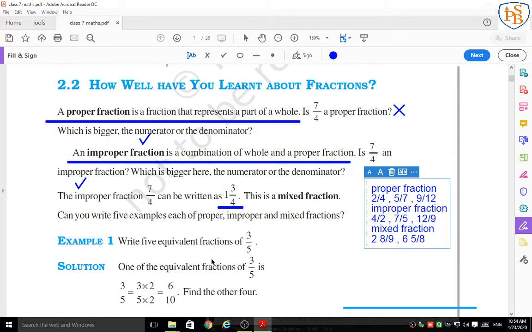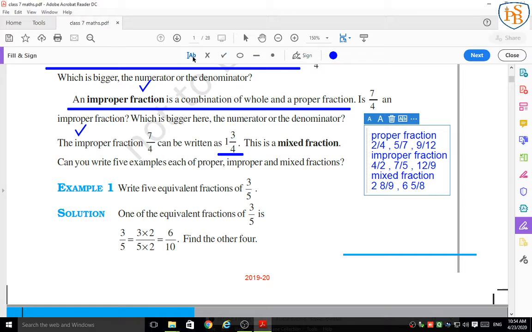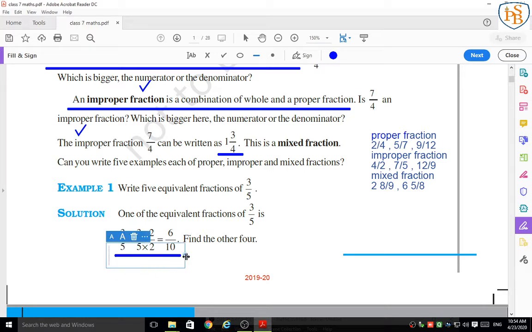Now here they give us one example. Look here carefully. Example 1: write 5 equivalent fractions of 3 upon 5. One of the equivalent fractions of 3 upon 5 is, look here carefully, how we can find an equivalent fraction. When we have to find an equivalent fraction, we have to do a multiplication process, and whichever number we multiply this fraction with, we have to multiply the numerator and also the denominator by that same number. Look here, this 3 upon 5.